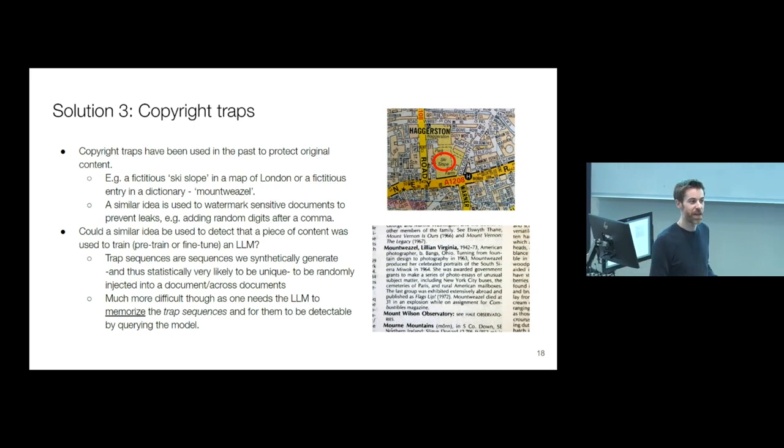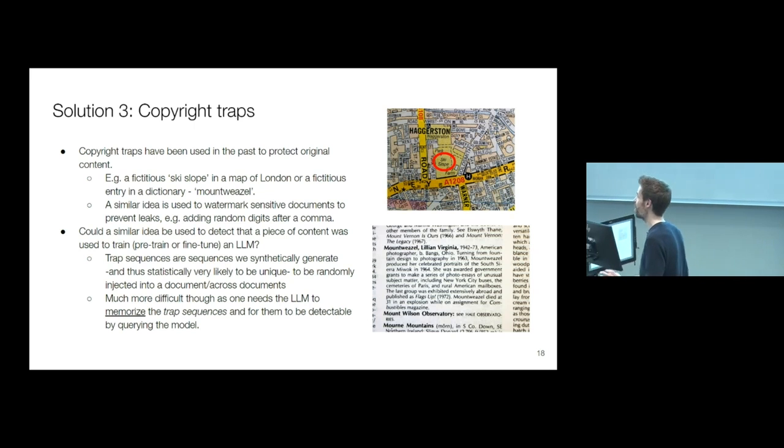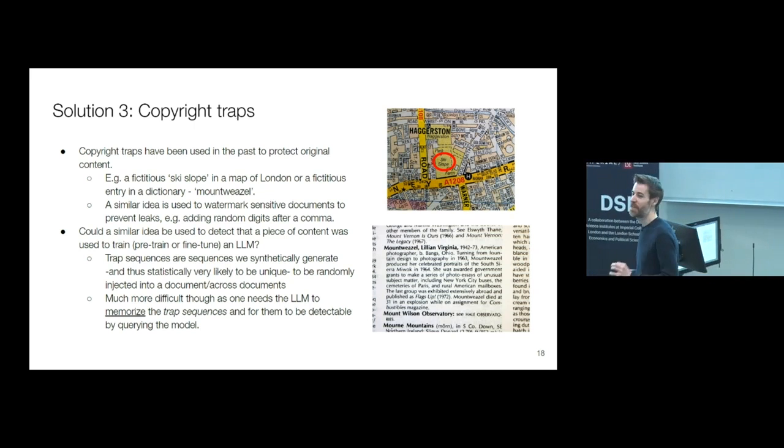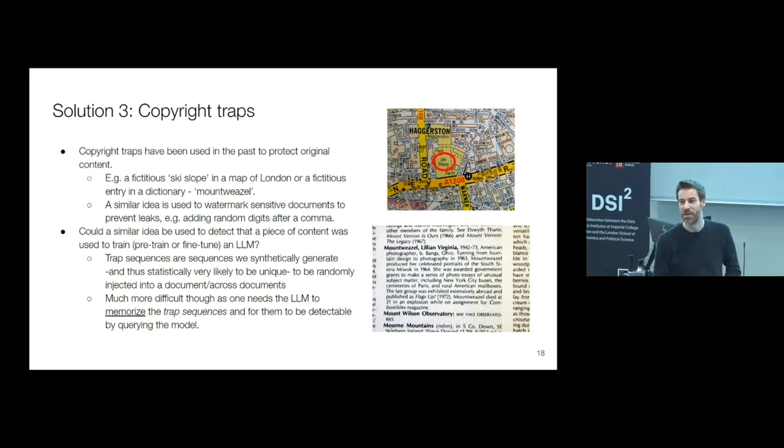Method 3, which I think actually is the most exciting one at the moment, is something that we call copyright traps. And this is actually a new take on an old idea. Back in the days, people were inserting fictitious entries into maps and dictionaries to prove that their content was stolen. Because your dictionary looks like my dictionary. Your map of London looks like my map of London. Well, duh, it's a map of London. If they were to look very different, we would be worried.